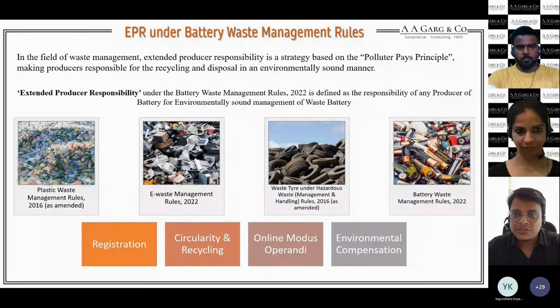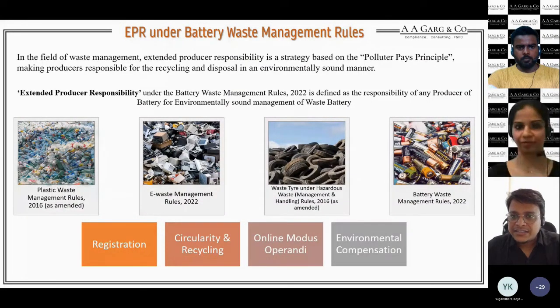Thank you, Ipshita, and thank you everyone for taking out time to know about the EPR rules under battery waste management. Before wasting any further time, let me tell you what EPR is, what the logic is, and how it is extending in Indian markets today.